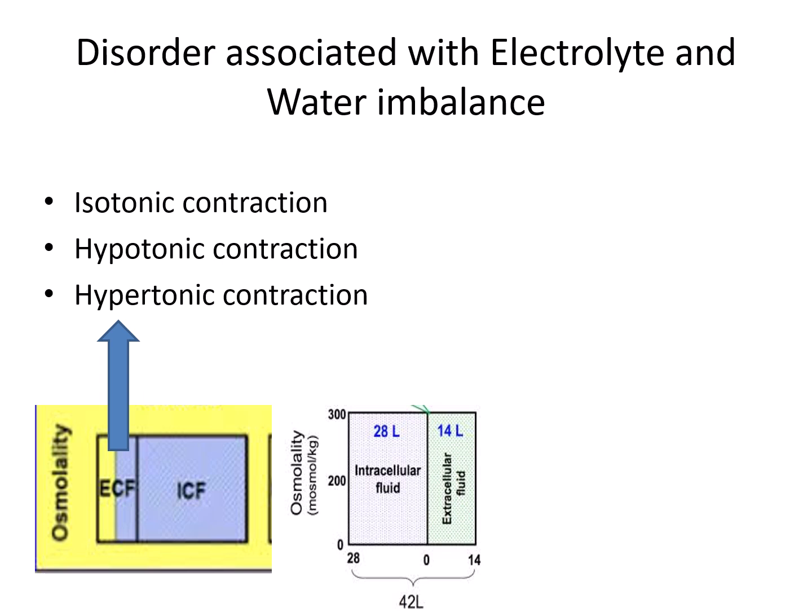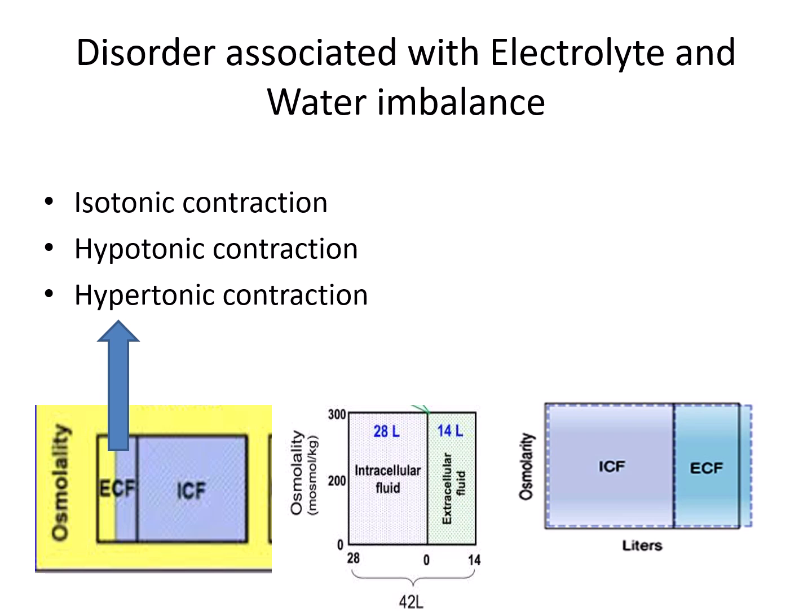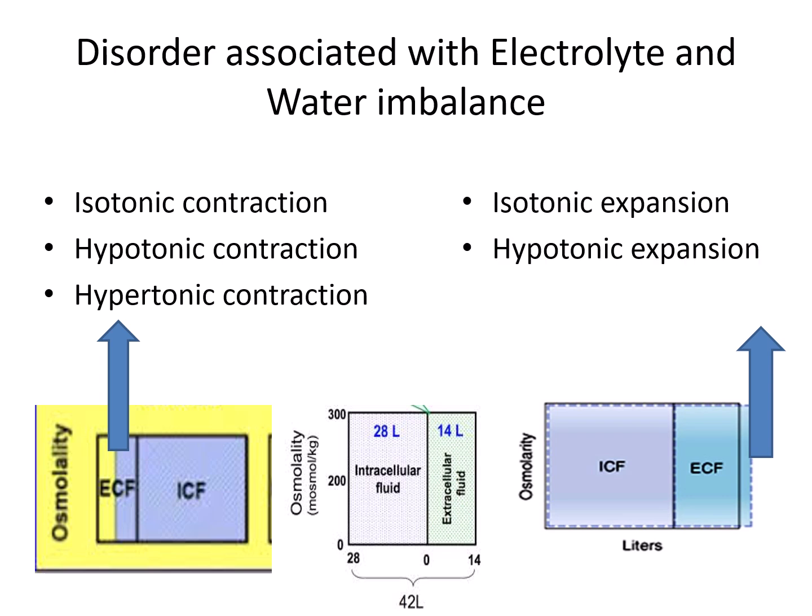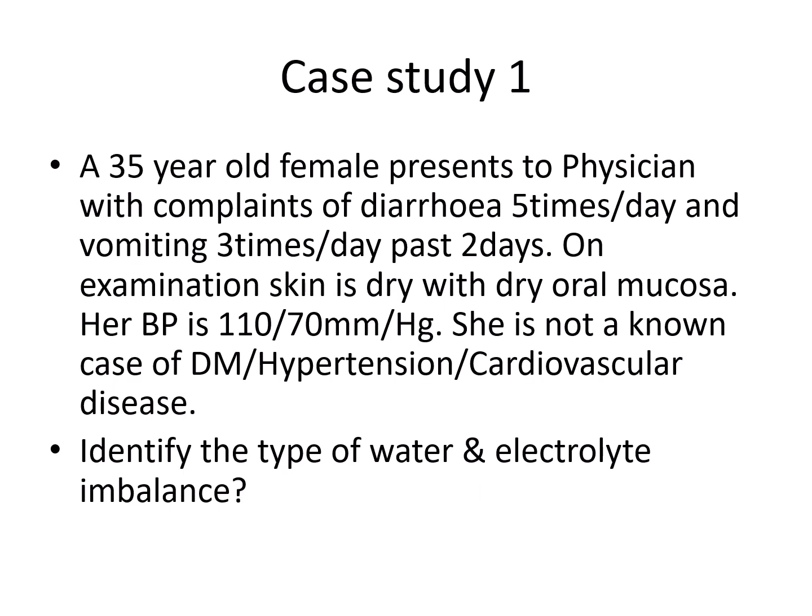At the other end of the spectrum, we have fluid accumulation in the extracellular compartment, and this is known as expansion. When there is equal gain of water and sodium in the extracellular compartment, it is known as isotonic expansion. When there is more excess of water, it is known as hypotonic expansion, and when there is excess of sodium, it is known as hypertonic expansion. Now let's try to understand the clinical relevance of this ECF contraction and expansion.